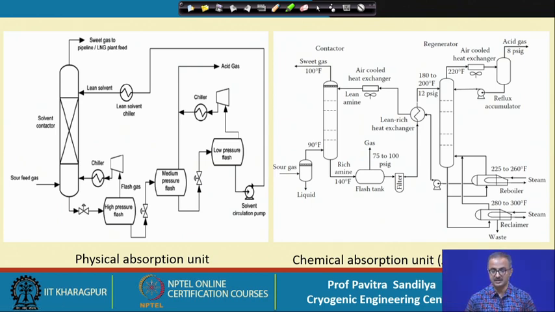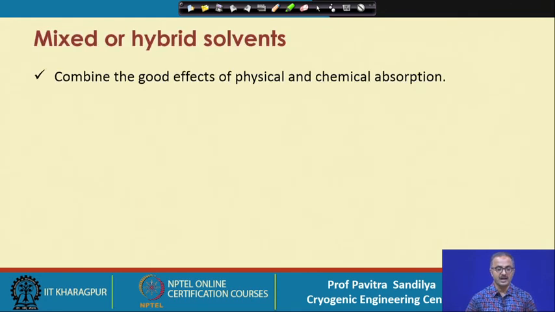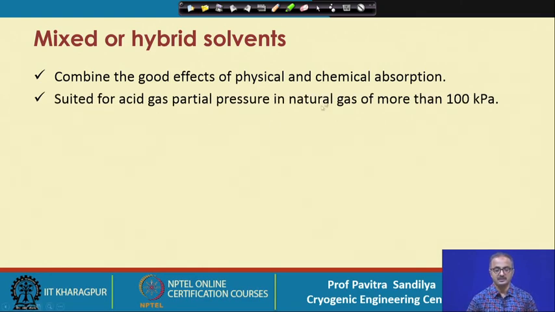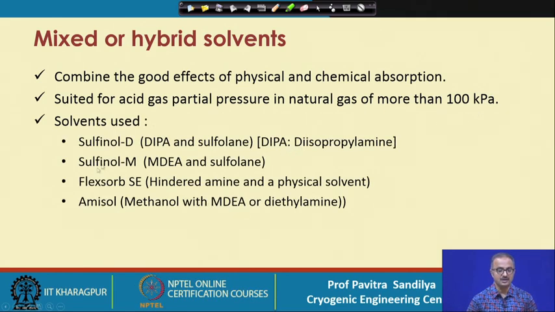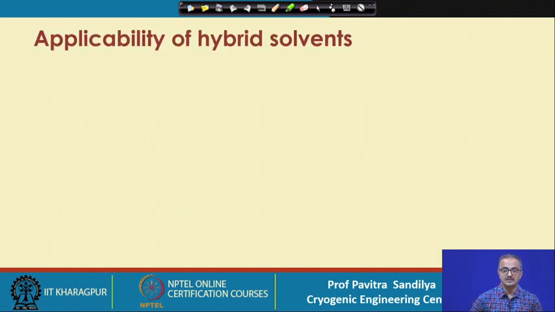So this is how we operate the chemical absorption unit, and here we need steam and not simple flash. Then we have mixed or hybrid solvents, and why do we use these? Because they combine the good effects of both the physical and chemical absorption processes, which we shall see just a while later. They are suitable for acid gas partial pressure in natural gas of more than 100 kilopascal, and these are the various mixed solvents used. Sulfinol D is something like DIPA and sulfolane, Sulfinol M is MDEA and sulfolane, and so forth. So we are using different types of mixed amines.